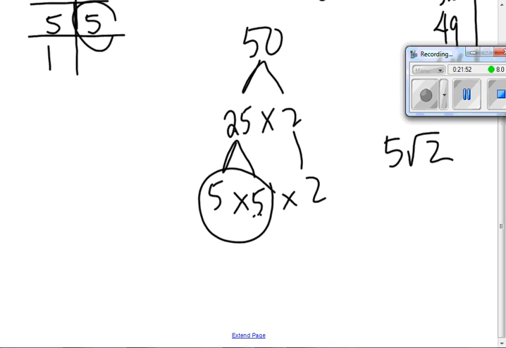So that's what we're going to be doing this week, and then tomorrow's simplifying radicals is a lot harder than today's.